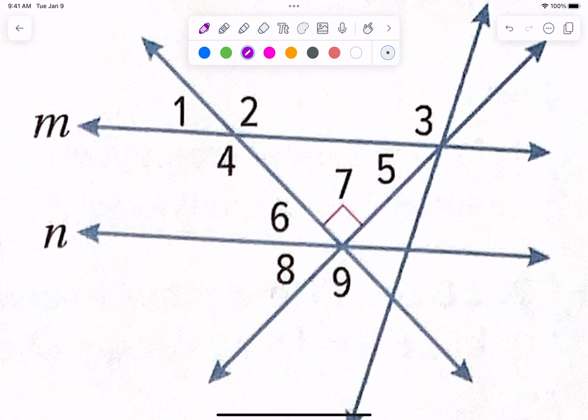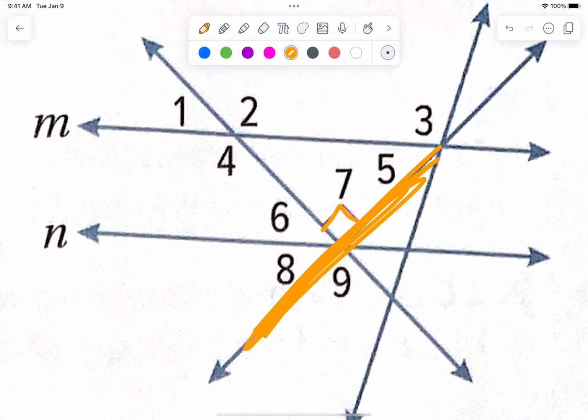6 and 8. What does it mean to be complementary? They make 90. Do 6 and 8 make 90? Yes. How do you know that? Because angle 7 is 90. This is 180. This is 90, so this would be the other 90. So 6 and 8, do they add up to 90? For sure. Are 6 and 8 congruent to each other?